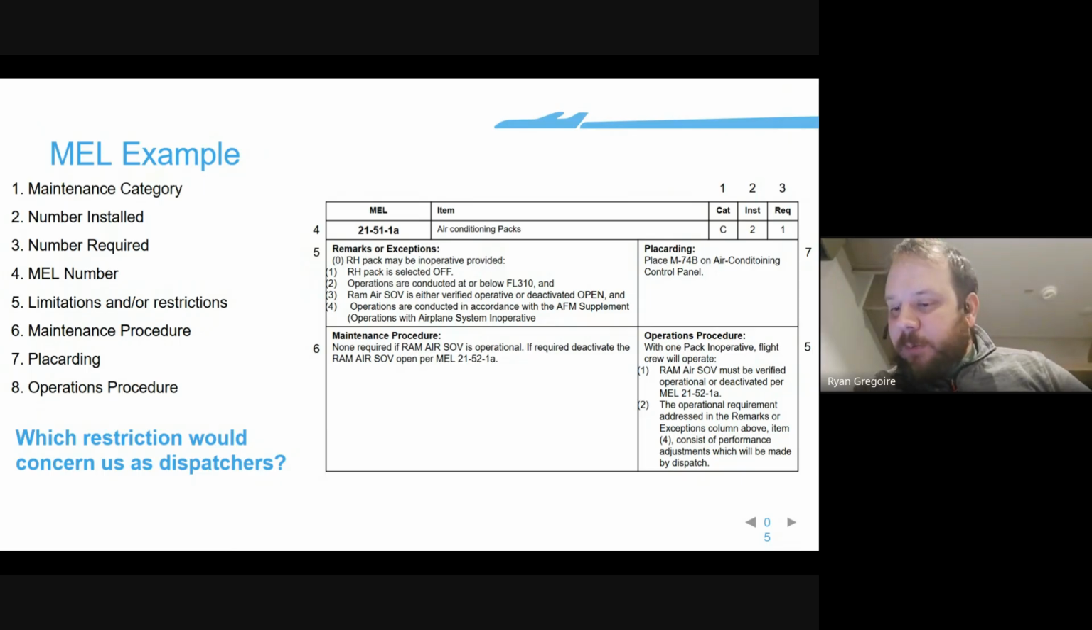So in this case, none required if RAM air SOV is operational. There are no maintenance procedures. If required, deactivate the RAM air SOV open per MEL 21-52-1 alpha.